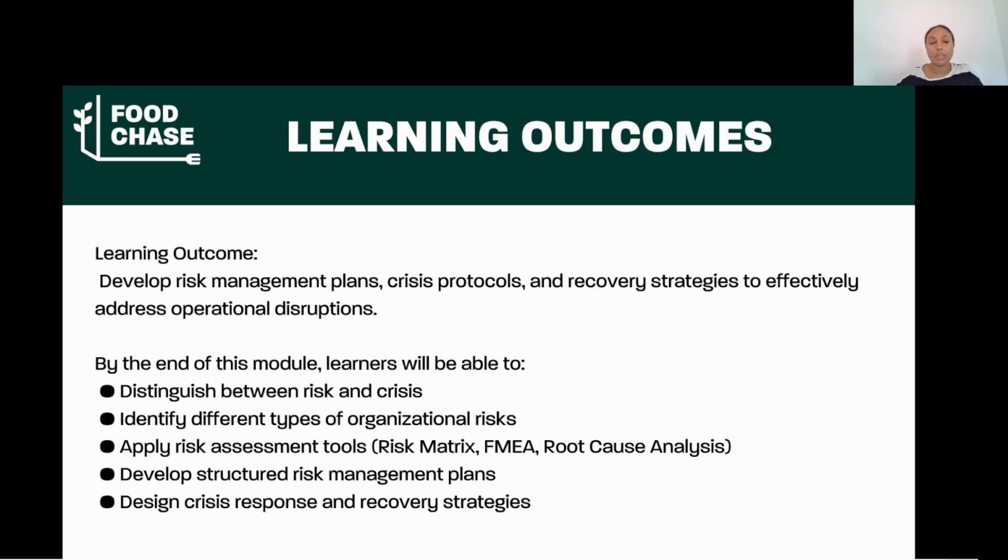So the learning outcome is you will be able to develop risk management plans, crisis protocols, and recovery strategies to effectively address operational disruptions. By the end of this module, you will be able to distinguish between risk and crisis, identify different types of organizational risks, apply risk assessment tools like the risk matrix, the FMEA, and also root cause analysis. You'll also be able to develop structured risk management plans and design crisis response and recovery strategies.